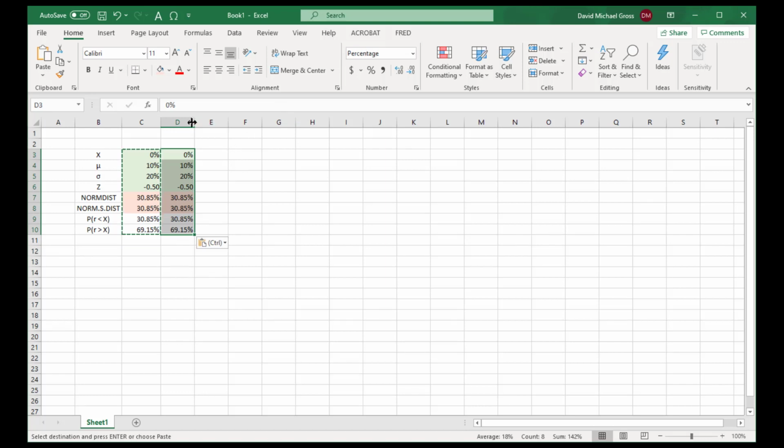So now I have a model built, and all I need to do is just copy and paste. Because this referenced only the cells above it, this will do the same. So I can just copy and paste, and now I have another model. And so I can play with other values.